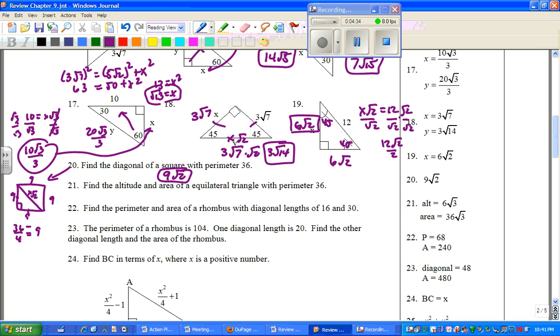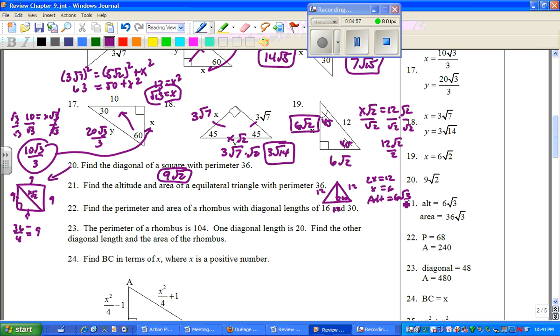Find the altitude and the area of the equilateral triangle with a perimeter of 36. Well, if it's an equilateral triangle, altitude is the 60 side because of the 30, 60, 90 triangle. 36 divided by 3 is 12 everywhere. That's the 2x side, so 2x is equal to 12, so x is 6, so the altitude is equal to 6 root 3.